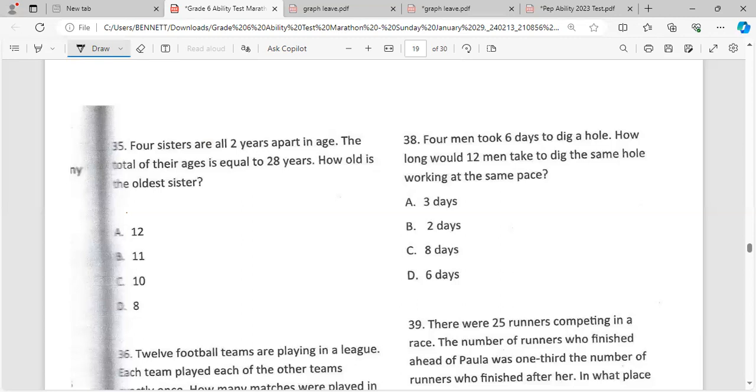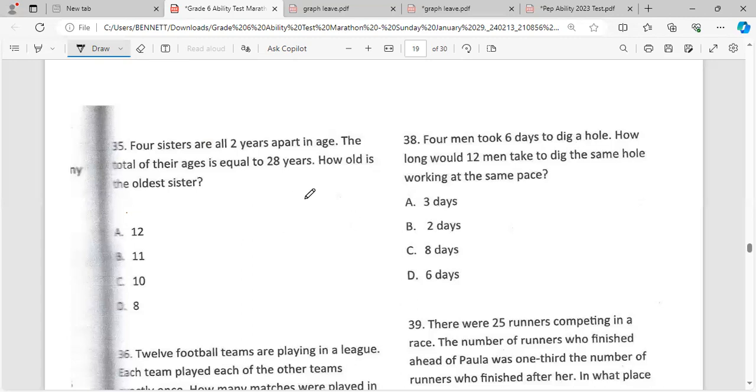So the smallest sister is 2 years old. And the other sister is 2 years apart, so she's 4 years old. The next sister is 2 years apart again, so she'll be 6 years old. The other sister is 8 years old. And the oldest sister is 10 years old. So basically they're going up by even numbers.